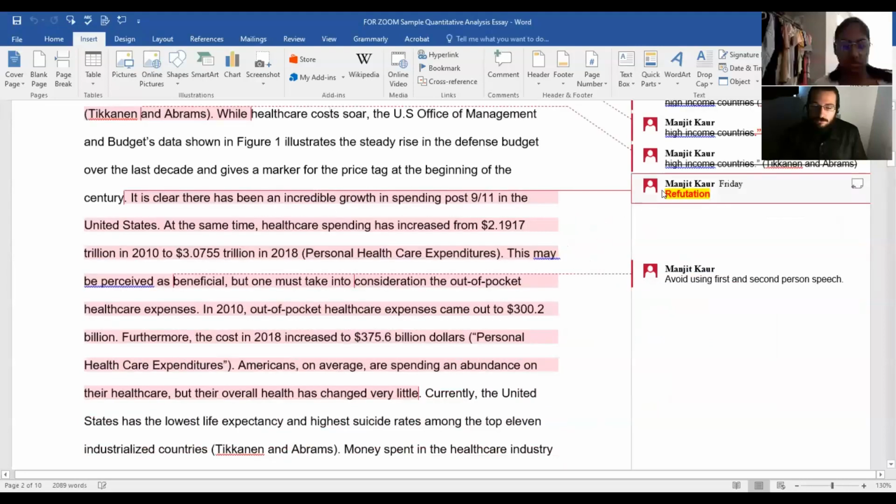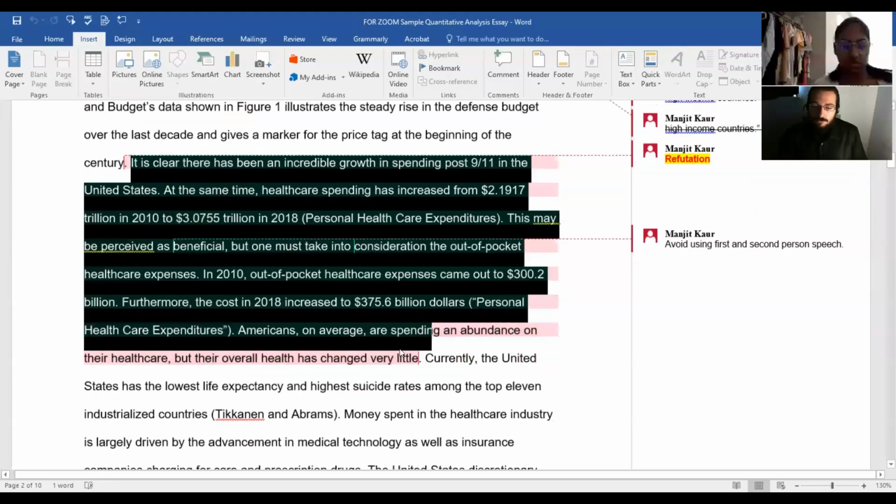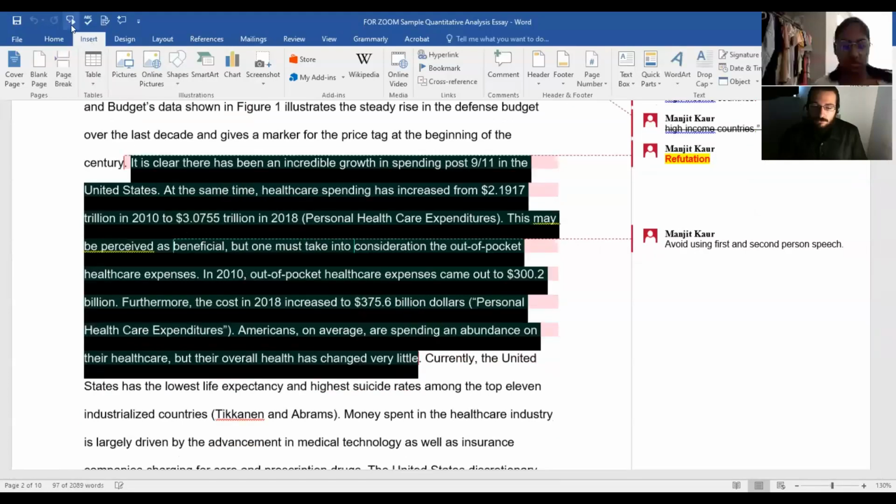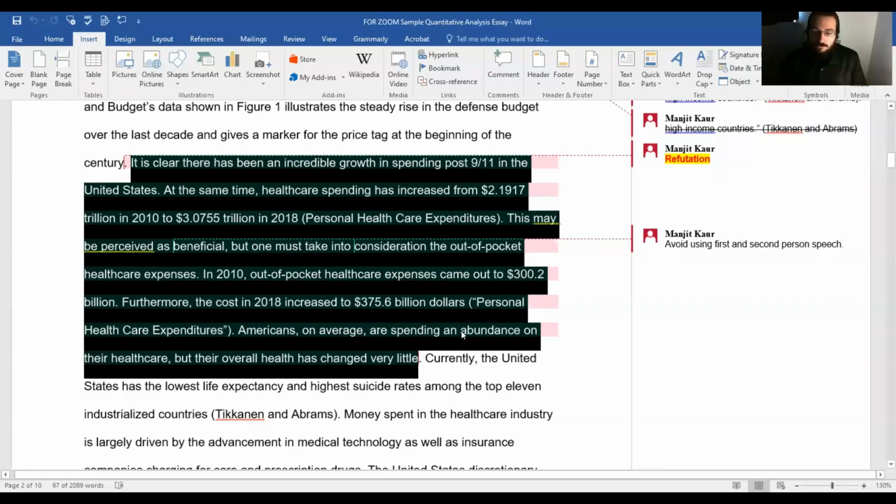Here in this paragraph is how our student used refutation. So let's listen to this. It is clear there has been an incredible growth in spending post 9/11 in the United States. At the same time, healthcare spending has increased from $2.1917 trillion in 2010 to $3.0755 trillion in 2018. Personal healthcare expenditures. This may be perceived as beneficial, but one must take into consideration the out-of-pocket healthcare expenses. In 2010, out-of-pocket healthcare expenses came out to $300.2 billion.